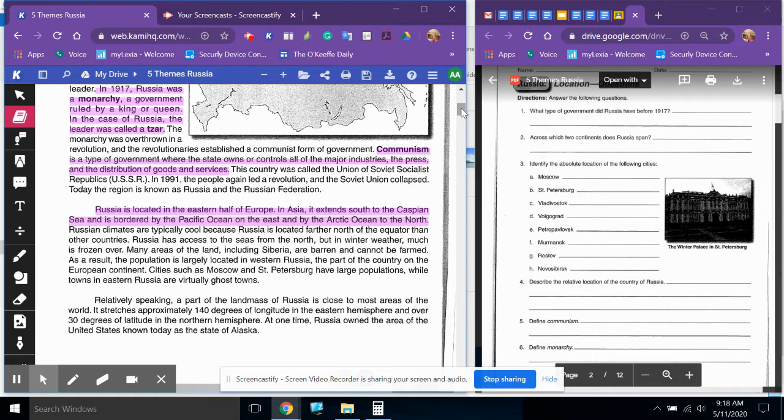Relatively speaking, a part of the landmass of Russia is close to most areas of the world. It stretches approximately 140 degrees of longitude in the eastern hemisphere and over 30 degrees of latitude in the northern hemisphere. At one time, Russia owned the area of the United States known today as the state of Alaska.